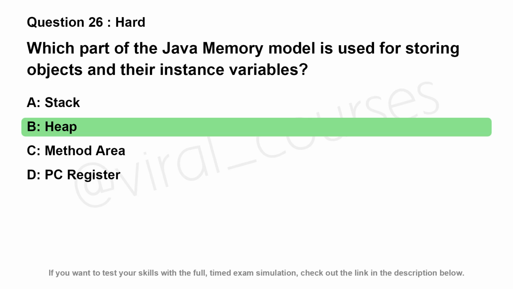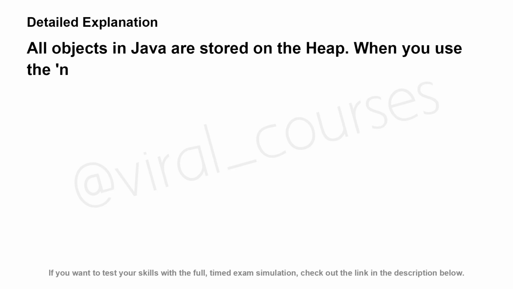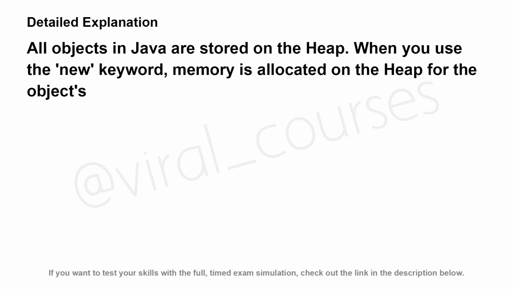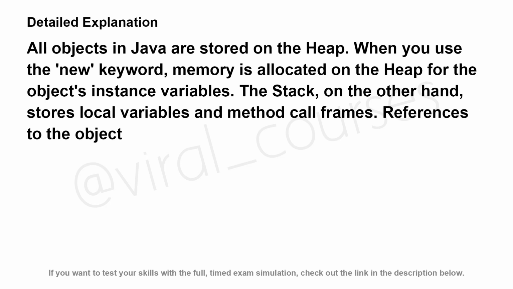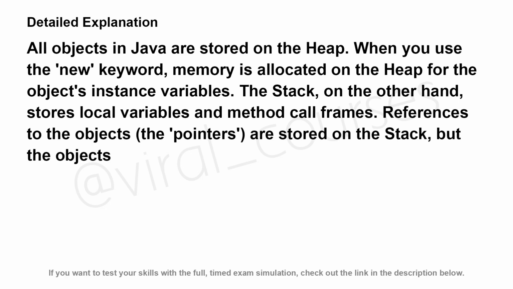The correct answer is B. All objects in Java are stored on the heap. When you use the new keyword, memory is allocated on the heap for the object's instance variables. The stack, on the other hand, stores local variables and method call frames. References to the objects, the pointers, are stored on the stack, but the objects themselves live on the heap.